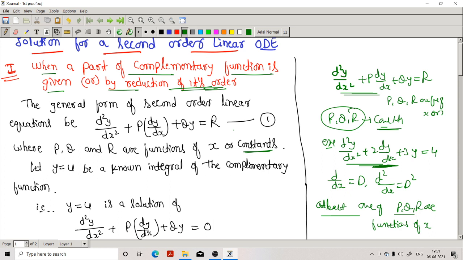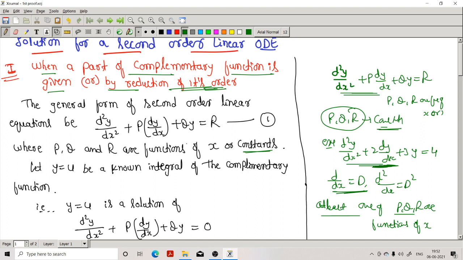If at least one of P, Q, R is a function of x, then it is nothing but a linear differential equation having variable coefficients. So this method is mainly useful only when at least one of P, Q, R is a function of x. If all P, Q, R are constants, then we can use the other method, that is d by dx equal to D, replace D by m, and find the corresponding complementary function as well as particular integral.